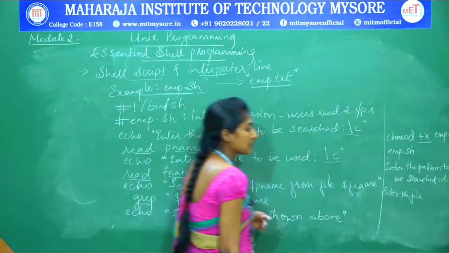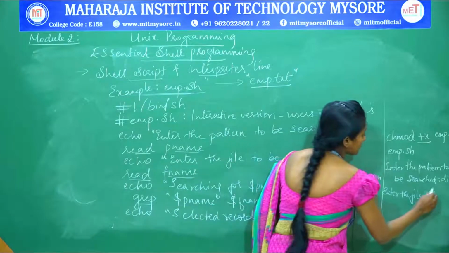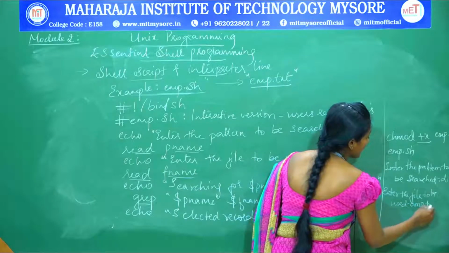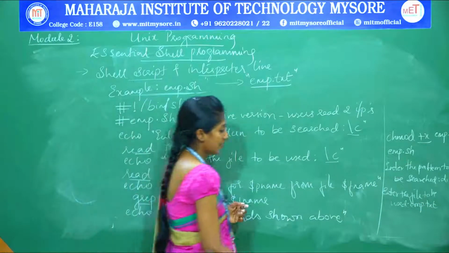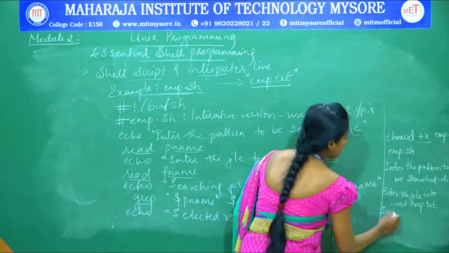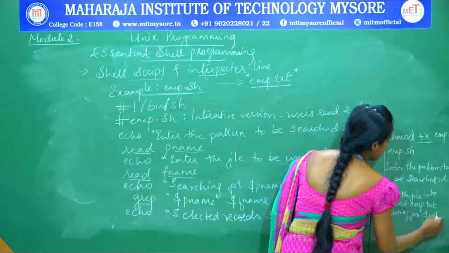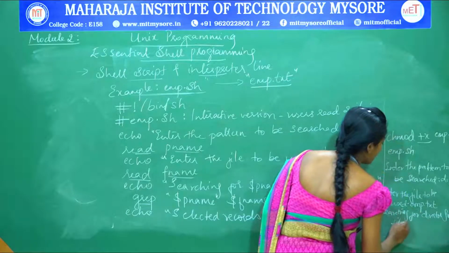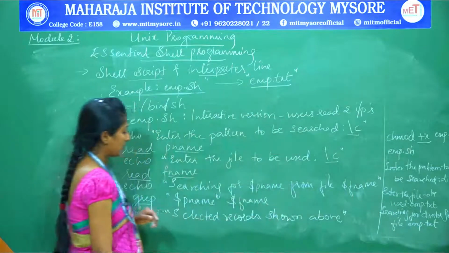So from which file this director pattern has to be searched: enter the file to be used. So the file here is the emp.txt file. So it is going to look into that emp.txt file. Next, this line will be displayed: searching for pattern director, and from file emp.txt.